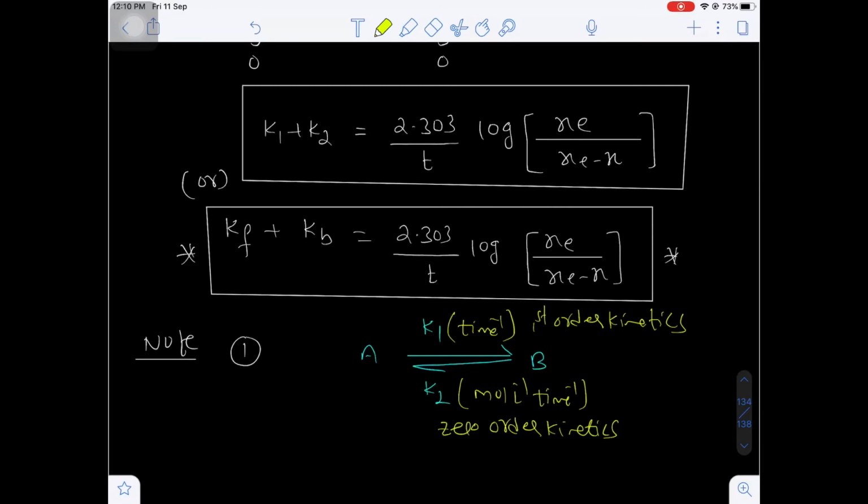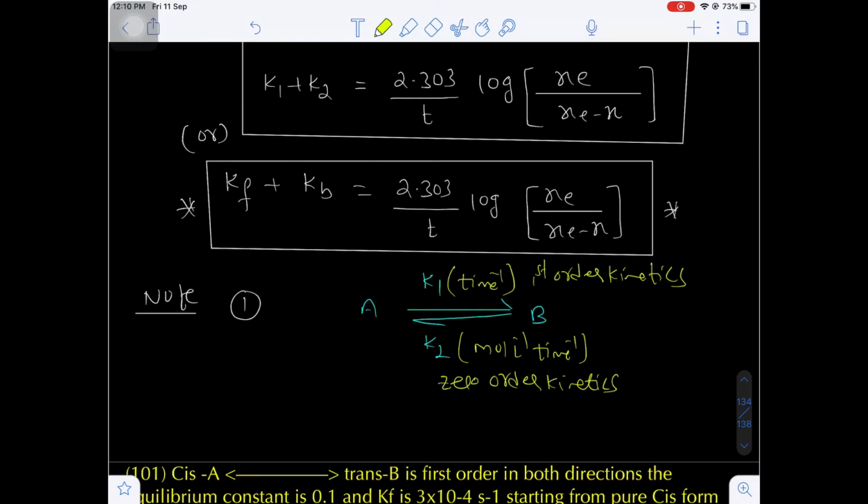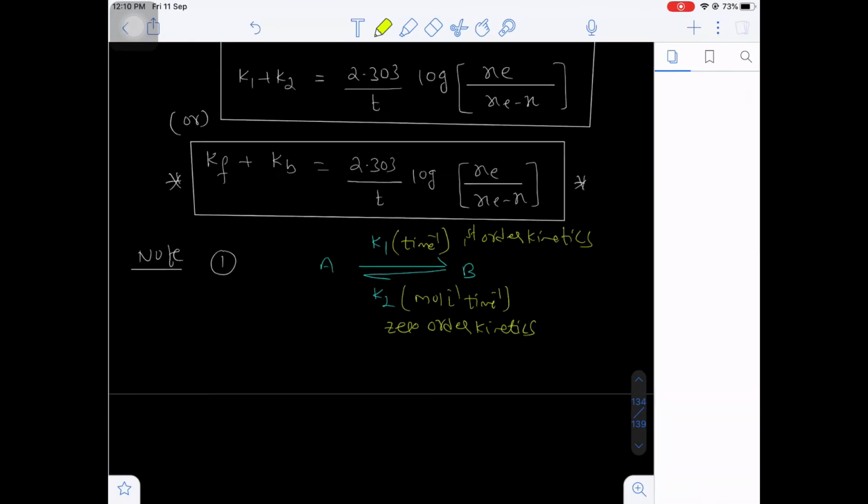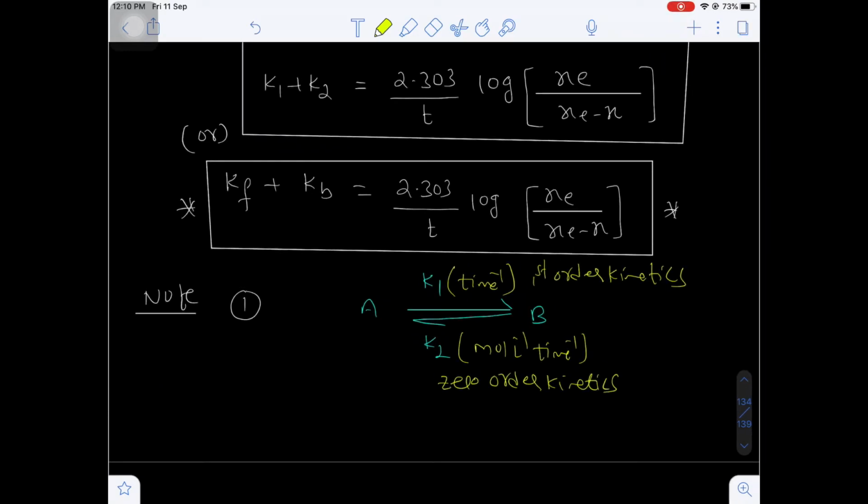Suppose in the question it is given that the forward direction is first order kinetics, and the reverse direction is zero order kinetics. Okay, backward reaction is zero order kinetics, forward reaction is first order kinetics. Then what will be the rate constant expression? For the backward reaction, which is zero order kinetics, simply you can put the k2 value as 0.